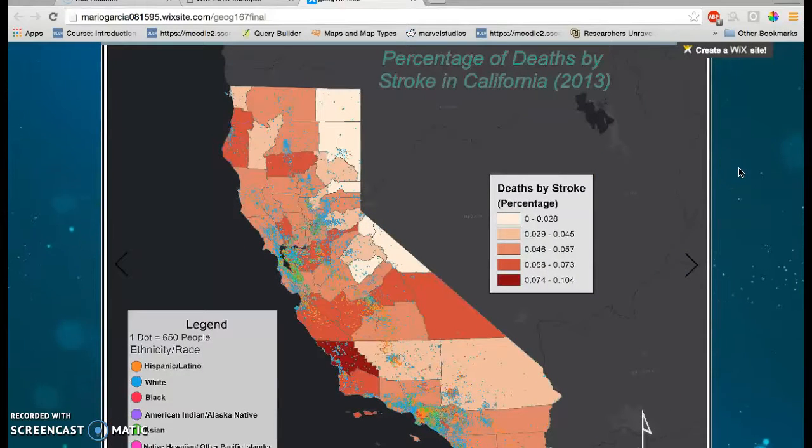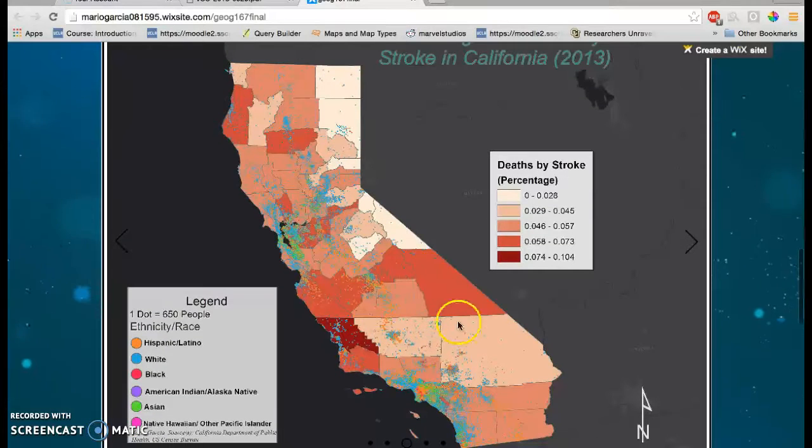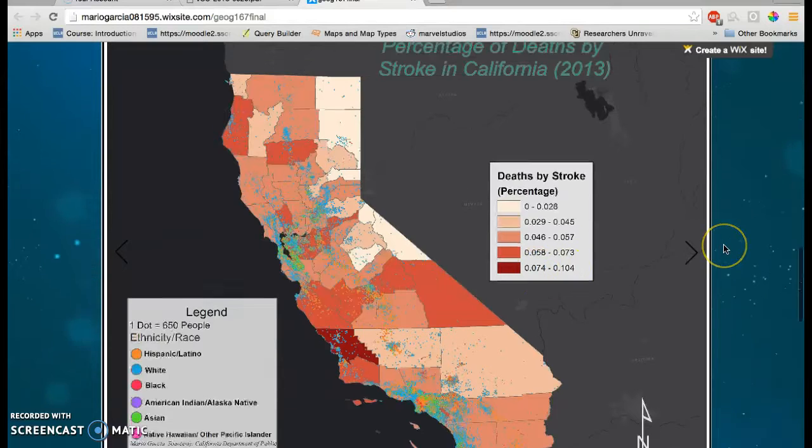This map shows the percentage of deaths by stroke in California. I decided to leave these decimal points in place because there wasn't much difference between the values here. And as we can see, there's only really one county that suffers from a higher amount of stroke-related deaths.